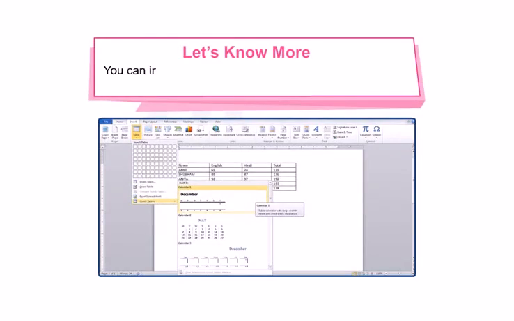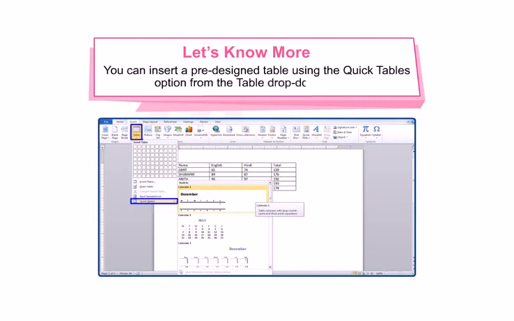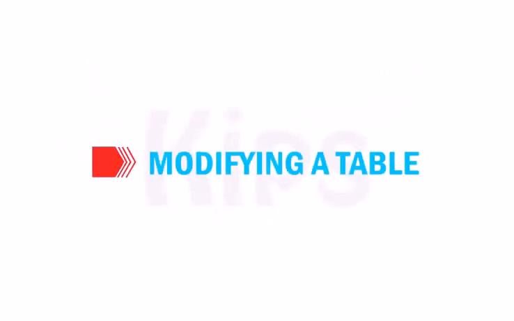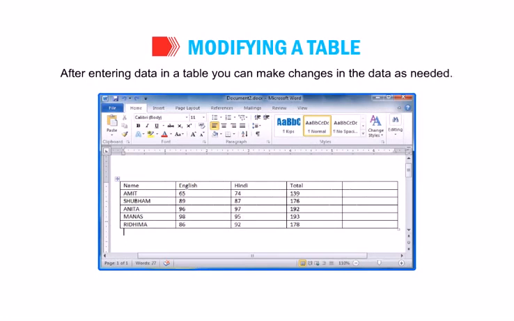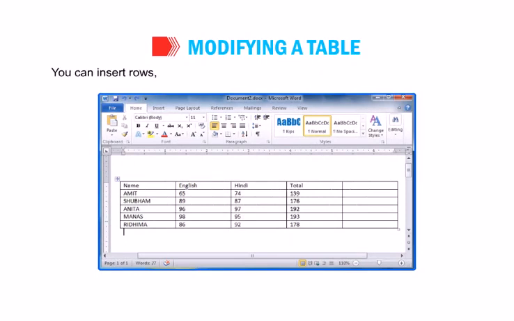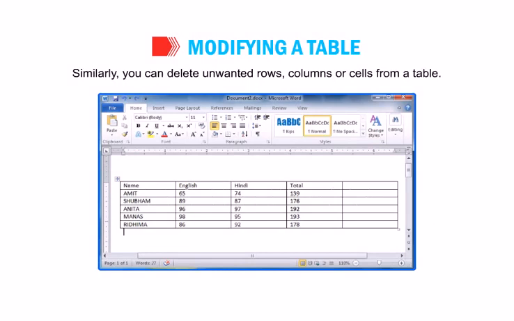Students, know that you can insert a pre-designed table using the Quick Tables option from the Table drop-down menu. Let me tell you how to modify a table. After entering data in a table, you can make changes in the data as needed. You can insert rows, columns or cells in a table to accommodate new contents. Similarly, you can delete unwanted rows, columns or cells from a table.